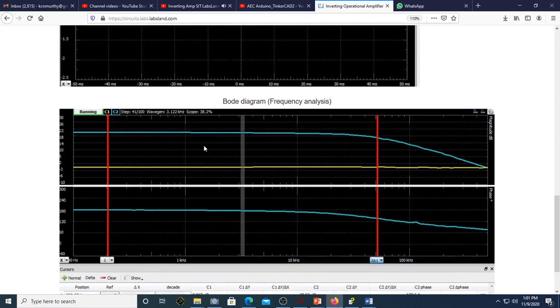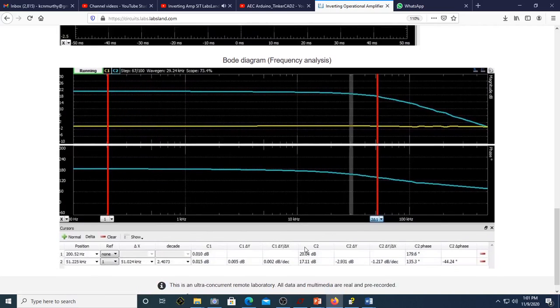The Bode plot of the circuit also shows a DC gain of 20 dB at a low frequency of 200 Hz and the corresponding phase is 180 degrees. The 3 dB bandwidth is found to be 51.2 kHz.